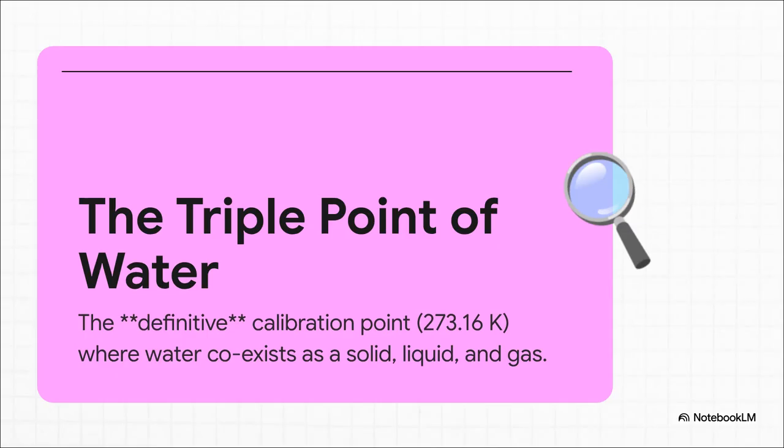So you've got these instruments, but how do you know they're reading right? You need a rock-solid, unchangeable reference point. And that's where the triple point of water comes in. This isn't just freezing or boiling. This is a very specific, unique physical state where ice, liquid water, and water vapor all exist at the same time in perfect harmony. It happens at exactly 273.16 Kelvin. Because it's a fundamental constant of the universe, it's the perfect anchor point to make sure every thermometer in the world is speaking the same language.